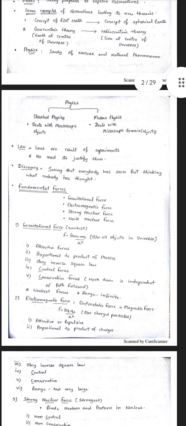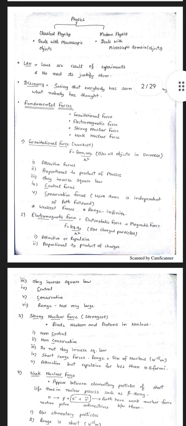Now if we talk about what physics is, physics is the study of nature, natural phenomena and natural laws, and it is categorized into two parts. One is classical physics and the second is modern physics. Classical physics deals with macroscopic objects, and modern physics deals with the microscopic domain, or we can say microscopic objects.